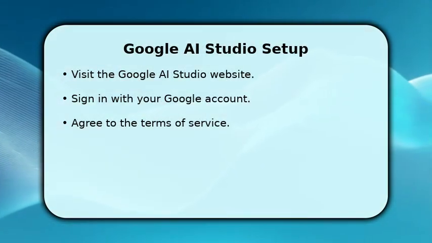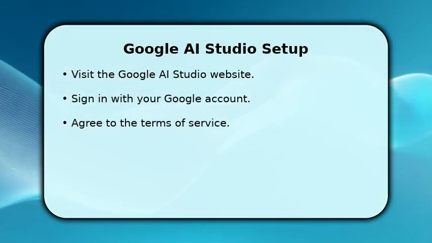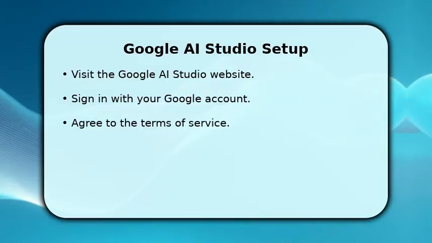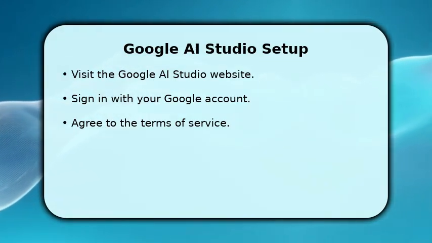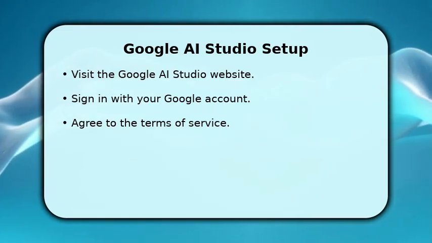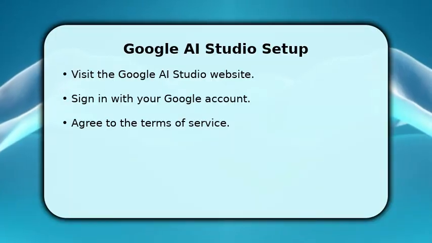To begin, simply navigate to the Google AI Studio website using your preferred web browser. Once there, you'll need to sign in with your existing Google account. If you don't have one, it's quick and easy to create a new account. After signing in, you'll be prompted to review and accept the terms of service. This step is crucial to ensure you understand the usage guidelines for the platform and its powerful AI models.